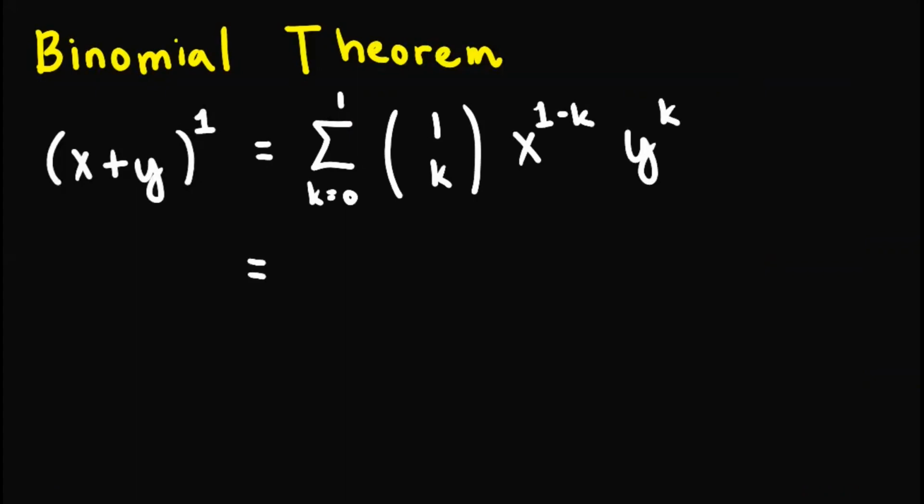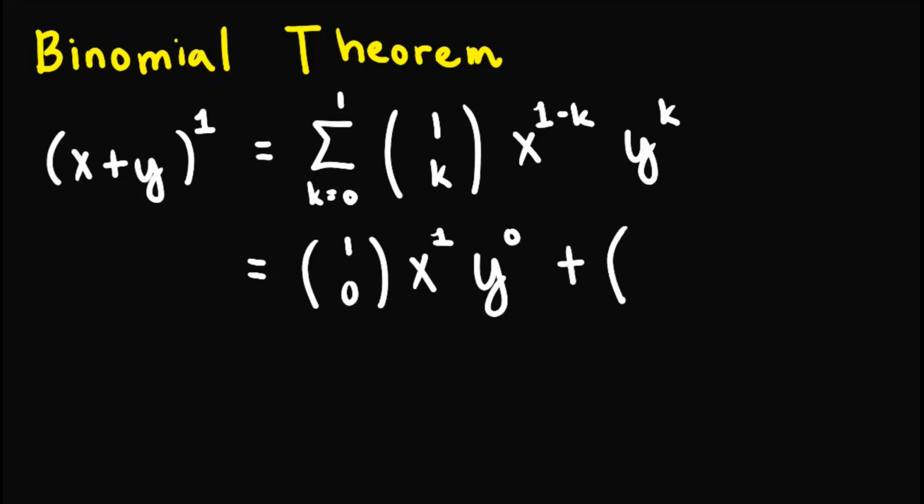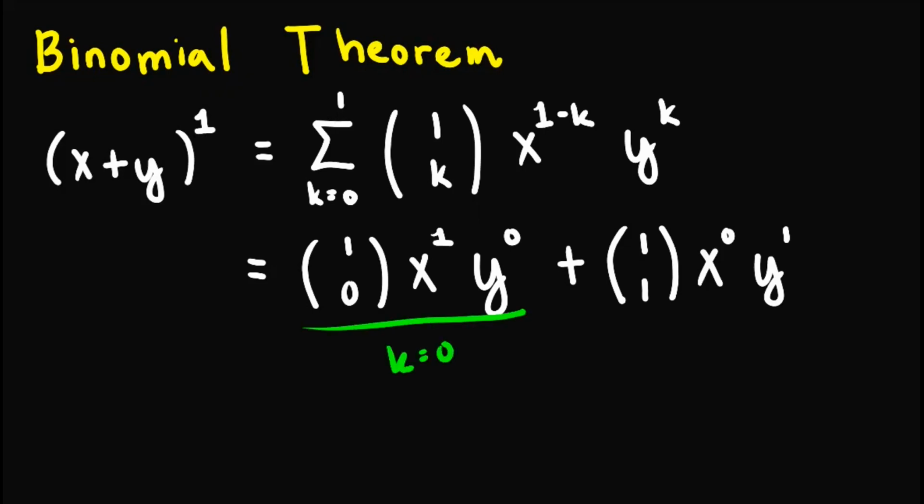So this one is equal to, first, at k equals 0, we have 1 choose 0 times x raised to 1 minus 0, or simply 1, and y raised to 0, plus at k equals 1, this is 1 choose 1 times x raised to 1 minus 1, or x raised to 0, and y raised to 1. So this one out here represents the k equals 0 part, and this one out here represents the k equals 1 part.